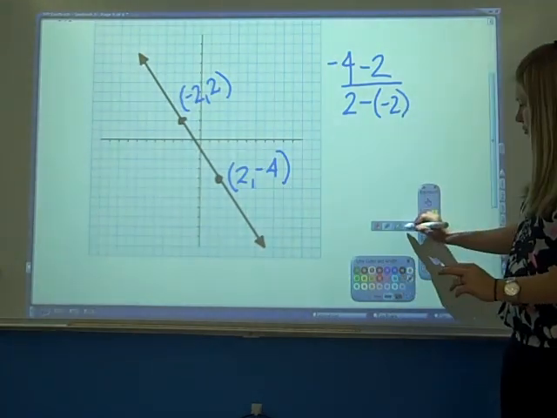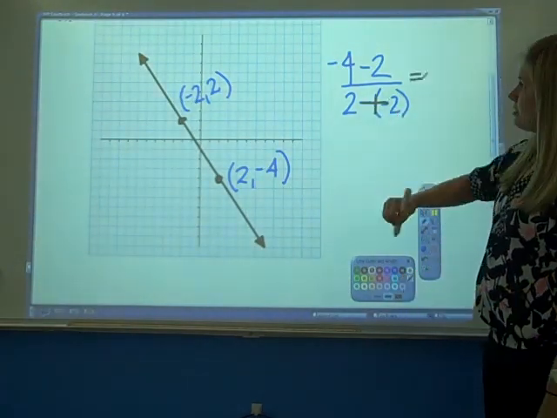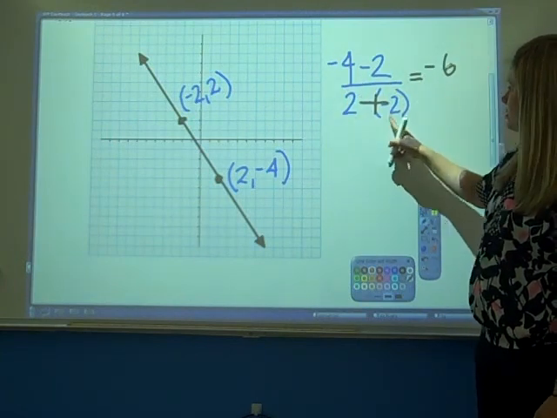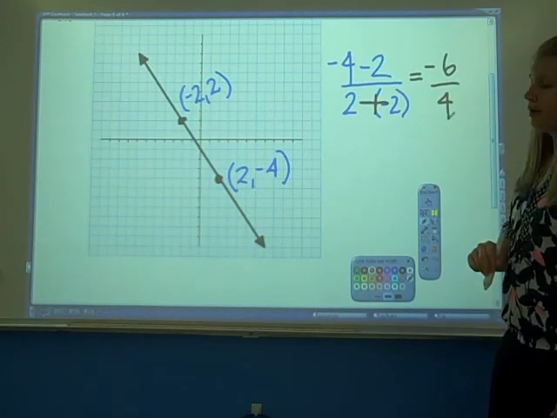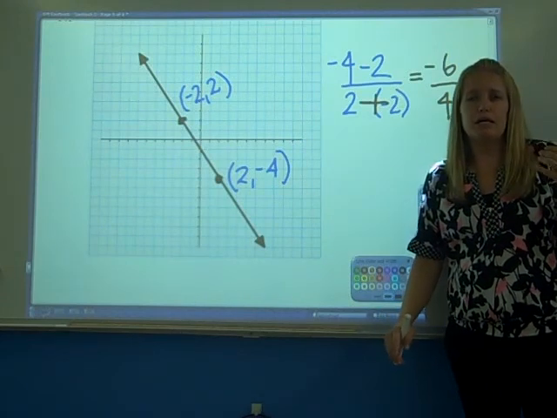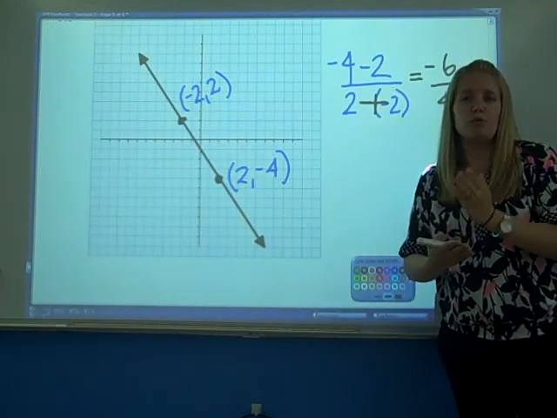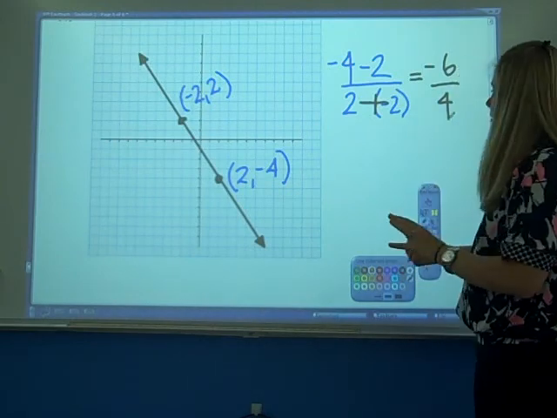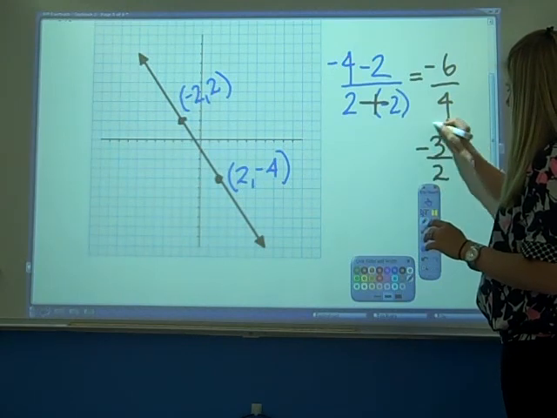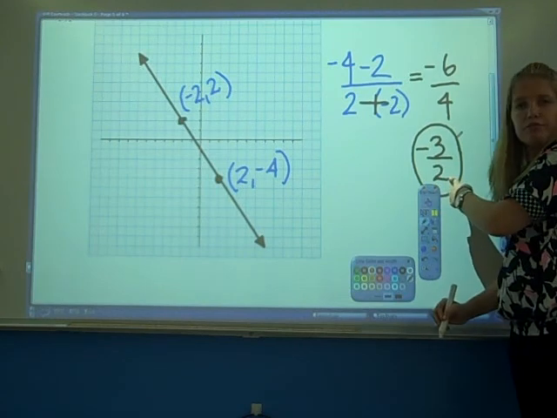A lot of times I will just write right away this minus negative to a plus. Now subtract -4 minus 2, -6. 2 plus 2, 4. Okay, now you're almost done. You want to simplify this though, not make it an improper fraction or a mixed number. Slope should always be a fraction, not a mixed number. Divide both by 2, you get -3 over 2. That means it goes down 3 for every 2 to the right.